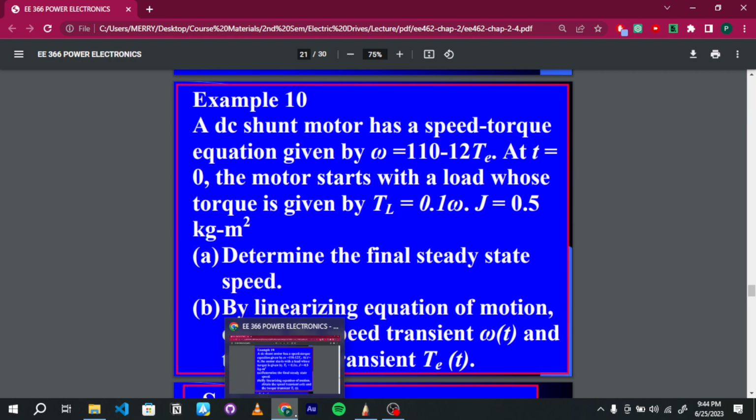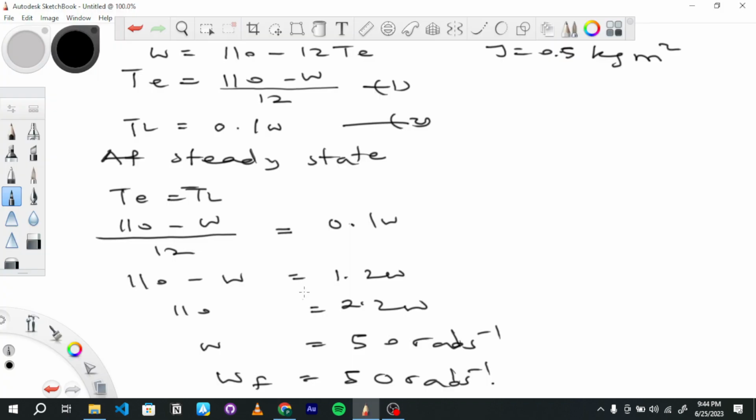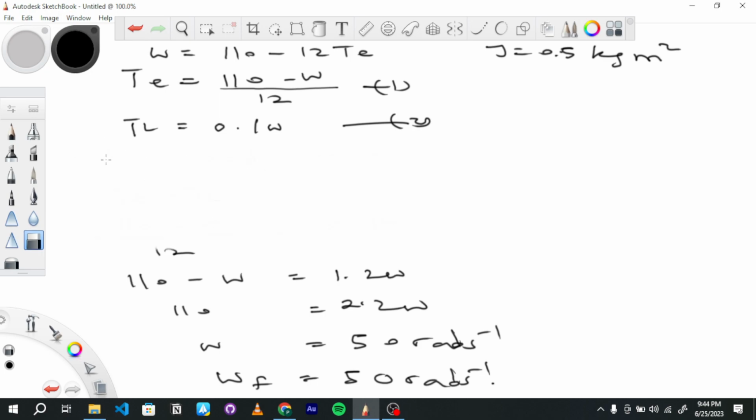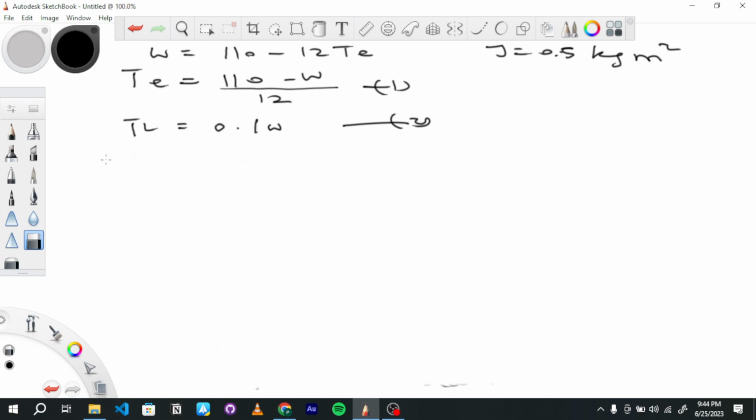Now the second part is that by linearizing the equation of motion, obtain the speed transient, that's omega t, and the torque transient. So now, we have all done this part, right? Let me clean now. All right. Now we say that the speed transient omega at t is equal to omega f plus omega i minus omega f, e to the minus t over tm.